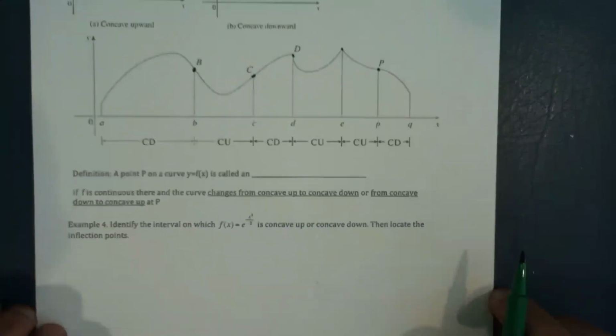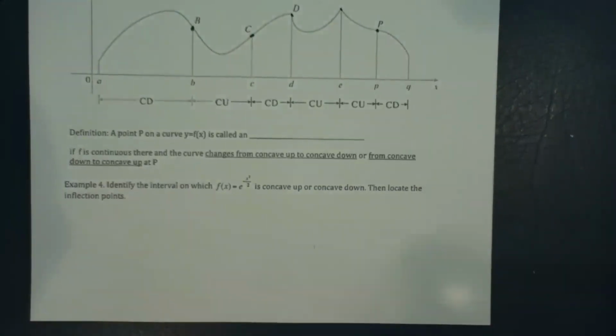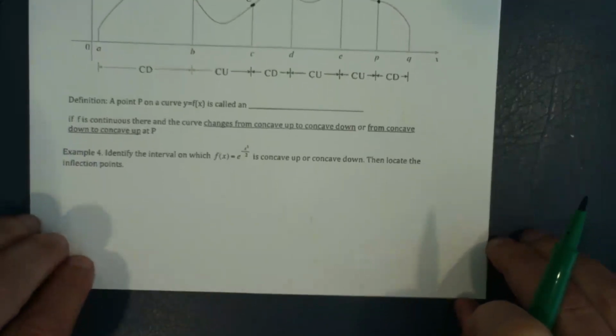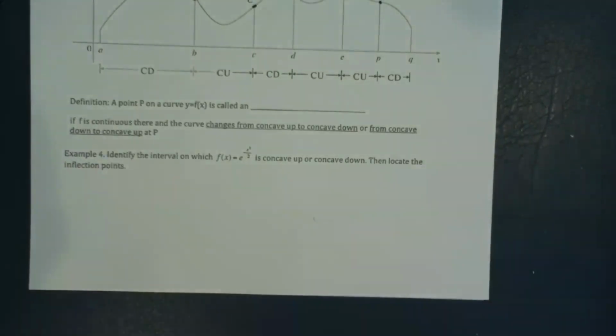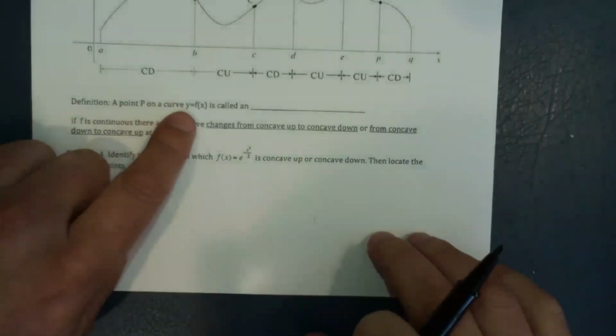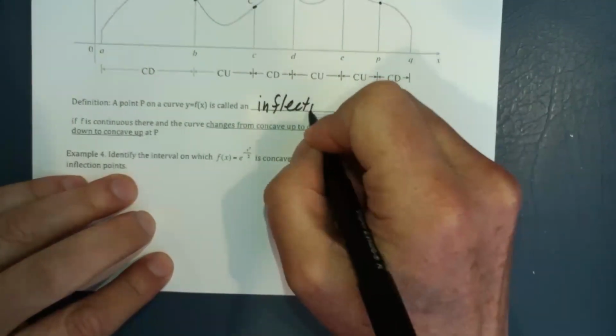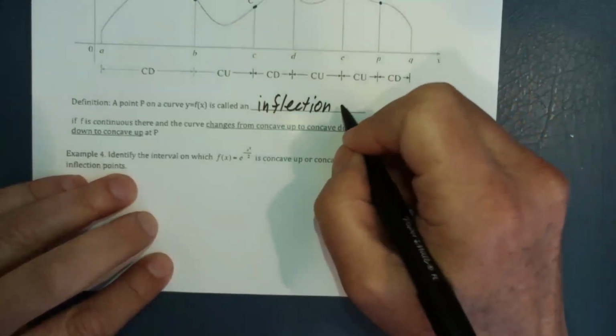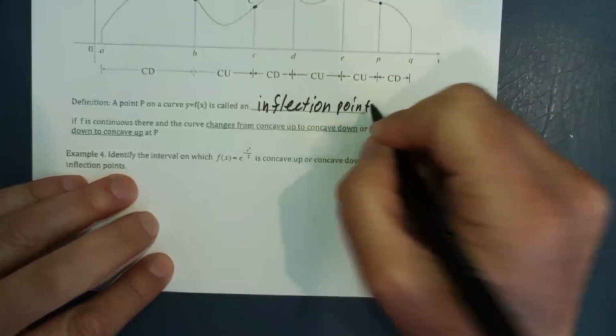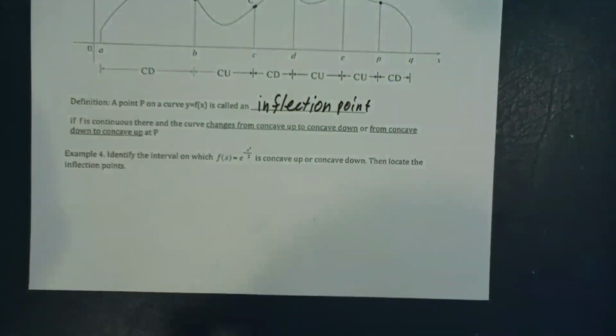All right, and yes, we are building up to a giant graph coming up on the last page. All right, definition. A point P on a curve y equals f of x is called an inflection point if f is continuous there and the curve changes from concave up to concave down or from concave down to concave up at P, then we have the inflection point.